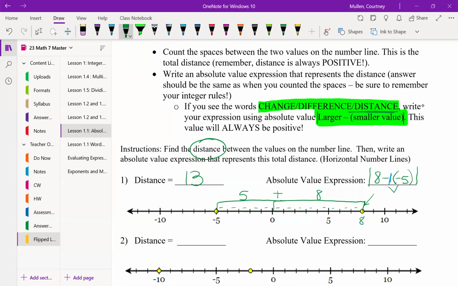So a -1 times a -5 is a +5. We bring down the 8. So we get the absolute value of 8 plus 5, which is 13. So we end up at 13 again.